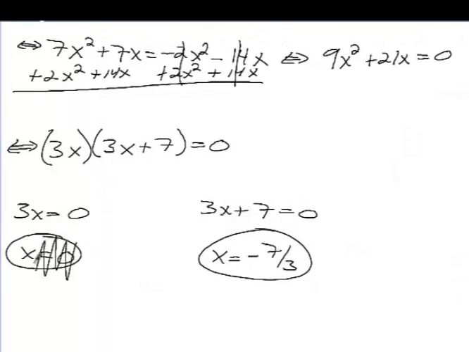So it solves this equation, but it doesn't actually work as a solution to my entire problem. Okay, so that is not listed as a solution. So the only solution here is -7/3. Everybody okay with that? Yes, no, maybe?